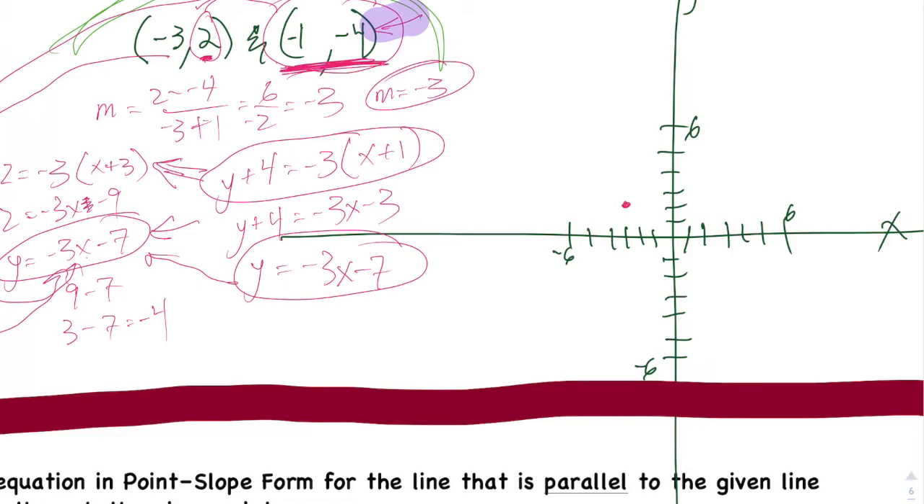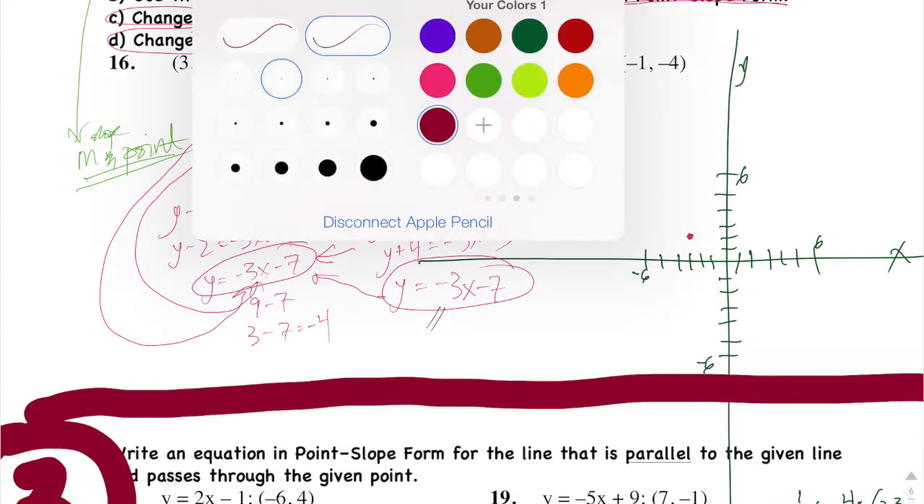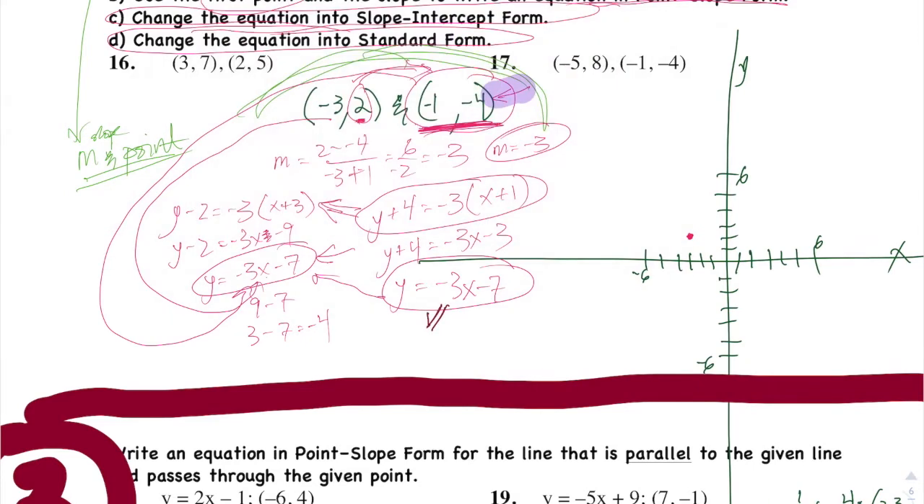-3, comma 2. We could find the equation of a line from a graph as well. Did we satisfy everything? We changed the equation to the slope-intercept form. And we need to change the equation into standard form. Standard form, what does that entail? Guys, just make sure the x's and y's are on the same side of the equation.